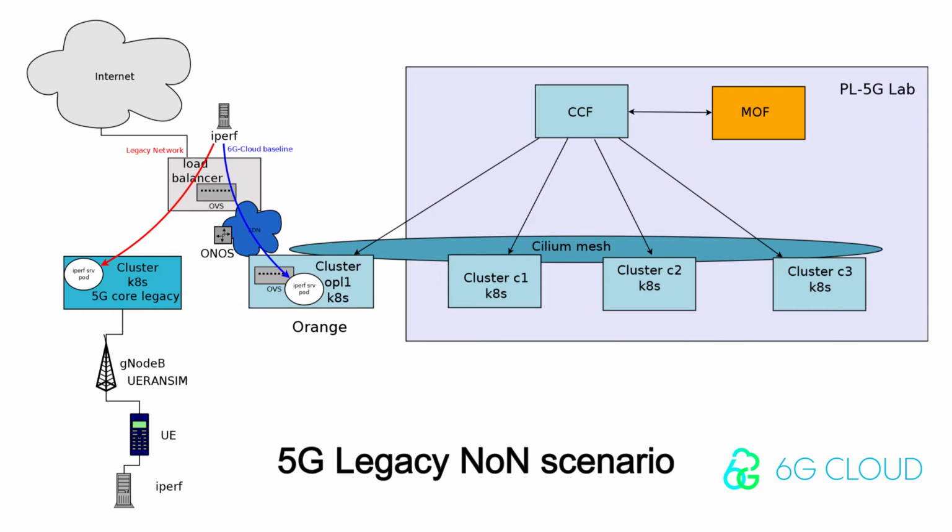Our test architecture includes four Kubernetes clusters, deployed across the PL5G lab and the Orange infrastructure. Three clusters are located in the PL5G lab environment and are interconnected through Cilium Mesh, providing unified cross-cluster networking and service communication. The fourth cluster, deployed in the Orange data center, hosts the 6G Cloud baseline environment and is integrated with the PL5G lab domain. In parallel, a legacy Kubernetes cluster running the 5G core is allocated in Orange infrastructure.